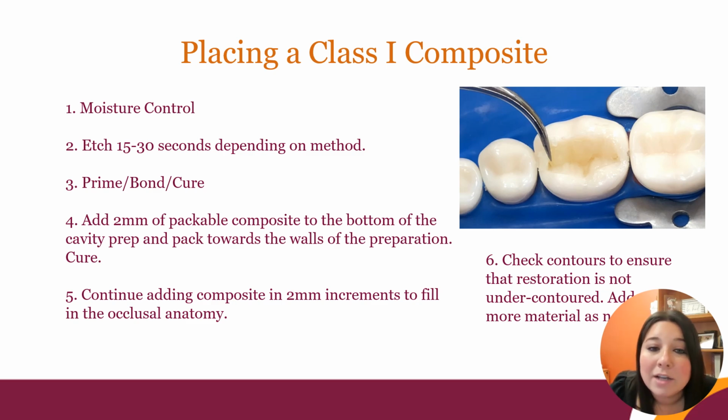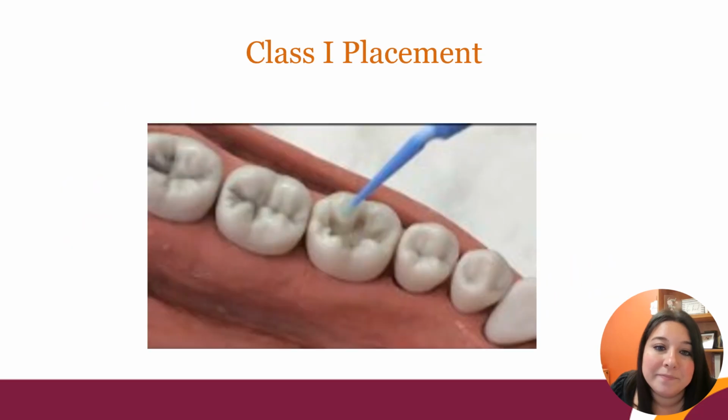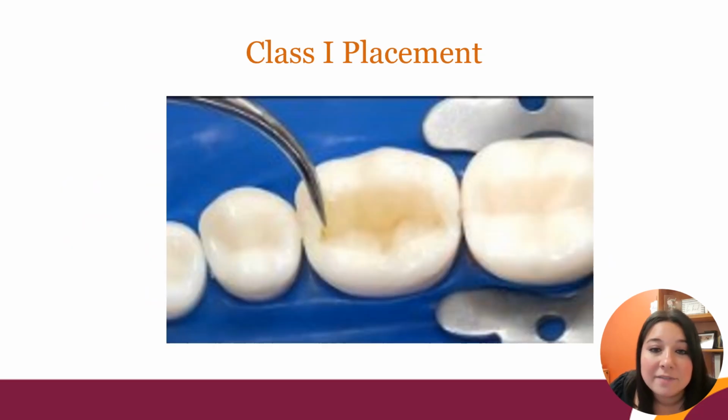Next, we will add 2 millimeters of packable composite to the bottom of the cavity prep and pack towards the walls of the preparation. We will then cure. Then we'll continue adding composite in 2 millimeter increments to fill in the occlusal anatomy. And then step 6, check contours to ensure that the restoration is not under contoured. If it is, you can add more material at this time as long as you haven't started to polish it yet. So be sure to watch this video in the materials and resources section.